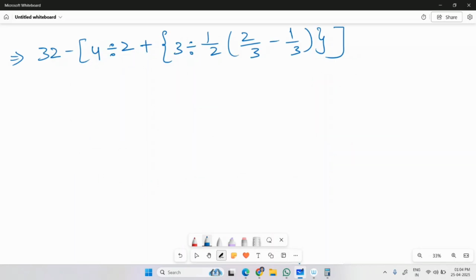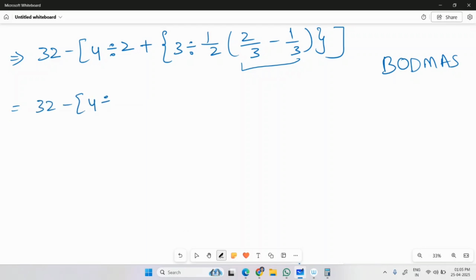Okay. Let's solve one more question including fractions as well as whole numbers. So this is the question. First we have to simplify the innermost brackets. This part, 2 by 3 minus 1 by 3, both the denominators are same. So we will write 2 minus 1 as 1. 32 minus 4 divided by 2 plus 3 divided by 1 by 2 times 1 by 3.